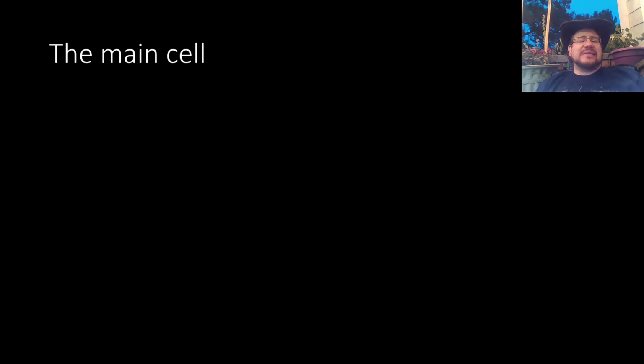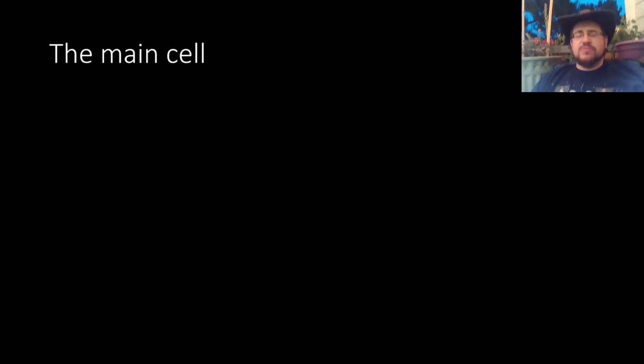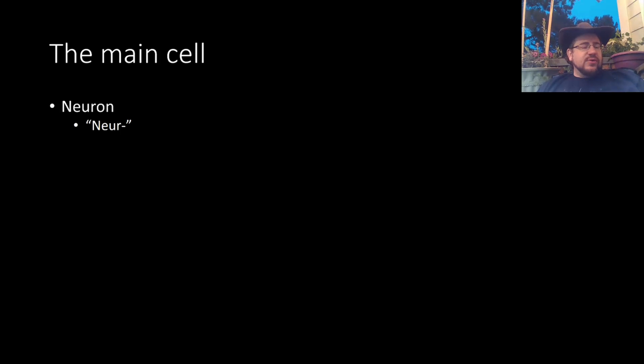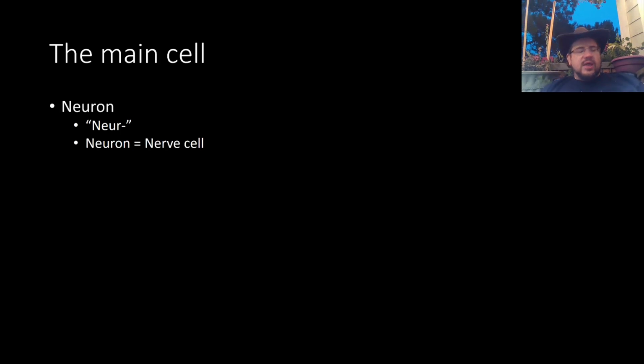We'll talk about the main cell of the nervous system, which is, of course, the neuron. If you see the prefix ner, that means we are talking about nerves or neurons. Okay, so a neuron is a nerve cell. It is what processes, sends and receives information.